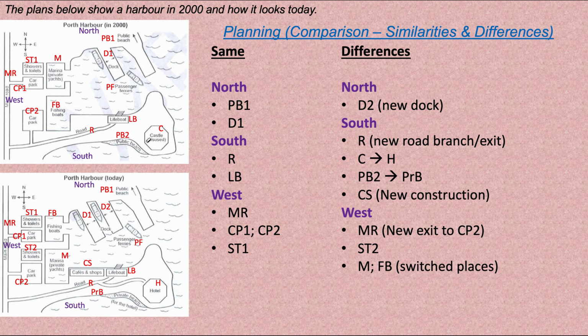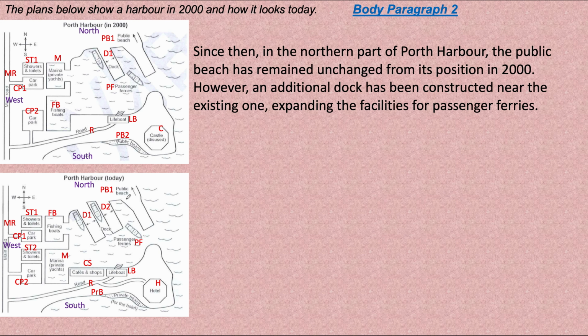Now we start with the comparison. To structure the writing properly, we will write about one part of the map at a time. So we will start with the north. In the north, we have a public beach which remains the same, a dock which remains the same, and a new dock has been constructed. That's what we are going to write.